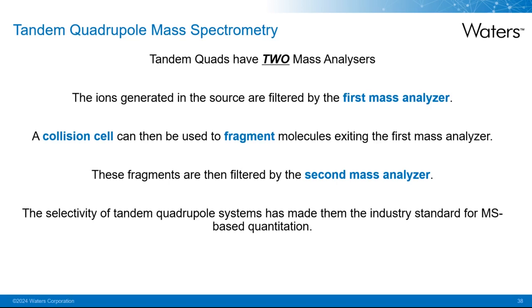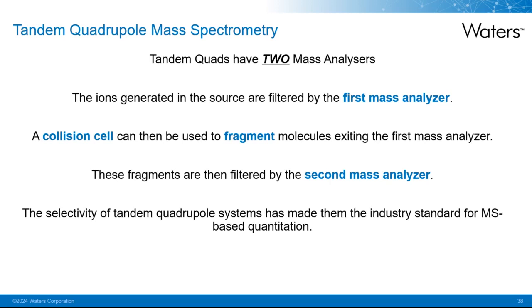So they're the two single quad modes that you can use, which were scanning and single ion recording. So let's look at tandem quadrupole mass spectrometry now. So tandem quads have two mass analyzers. The ions generated in the source are filtered by the first mass analyzer. And then in the middle there is a collision cell, and this is used to fragment the molecules exiting the first mass analyzer. So that's the first quadrupole. These fragments are then filtered by a second quadrupole or second mass analyzer.